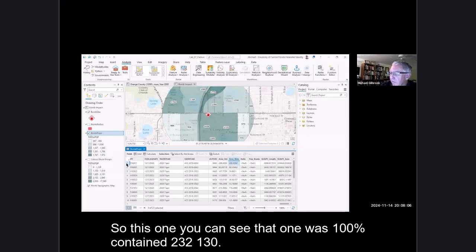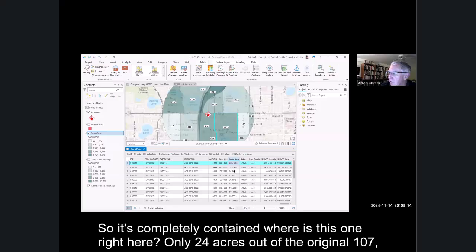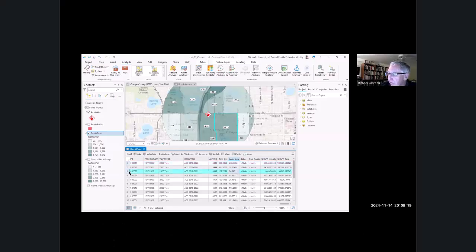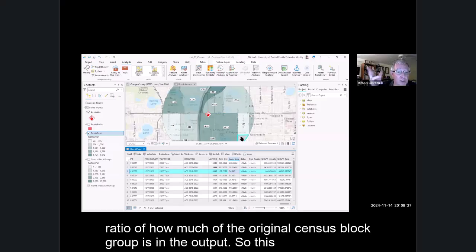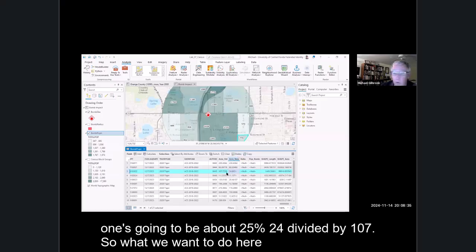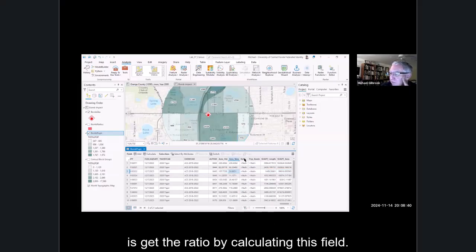All right, so this one, you see that one was 100% contained, 230, 230. So it's completely contained, whereas this one right here, only 24 acres out of the original 107 was actually kept. So what we need to know is the ratio of how much of the original census block group is in the output. This one's going to be about 25%, 24 divided by 107. So we want to get the ratio by calculating this field.